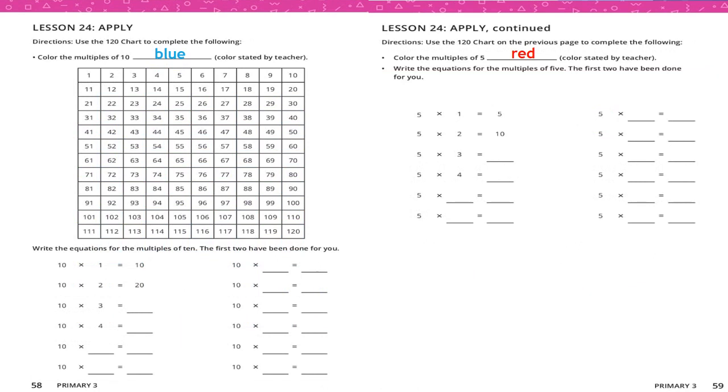Lesson 24. We will use this chart to color multiples of 10 blue. We said multiples of 10 always have 0 in the ones place. So 10, 20, 30, 40, 50, 60, 70, 80, 90, 100, 110, 120. All of these are multiples of 10. So we will color all of them with blue.